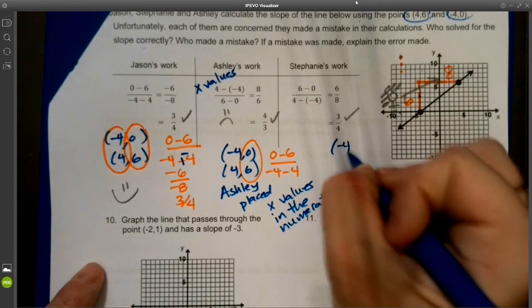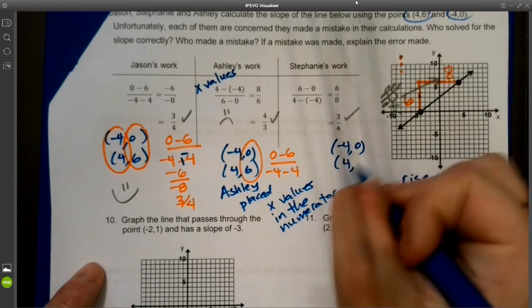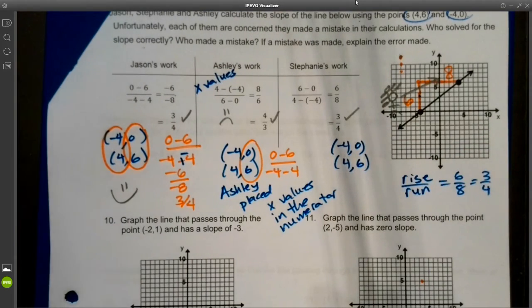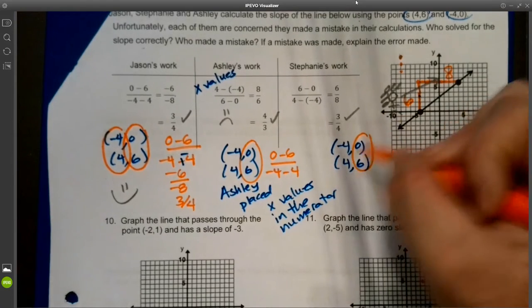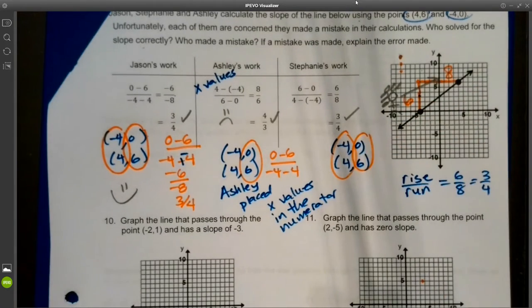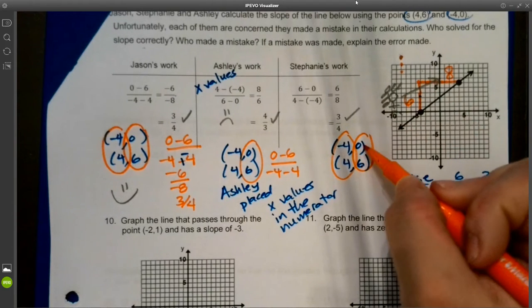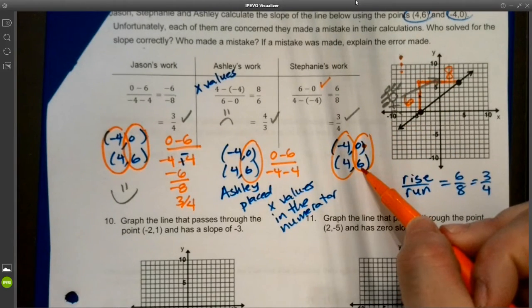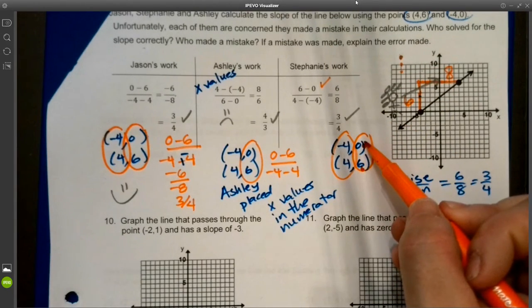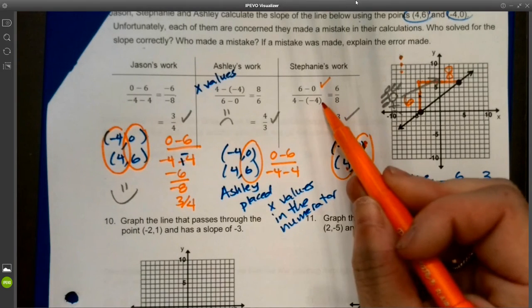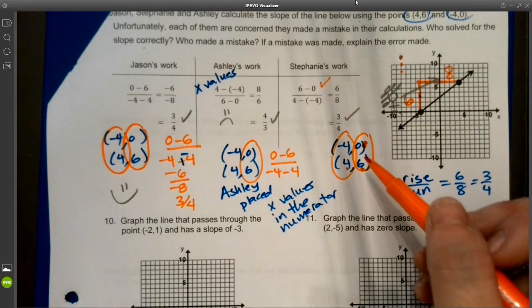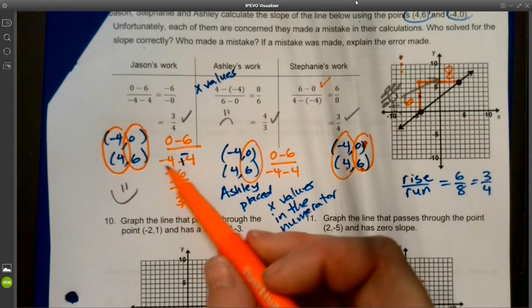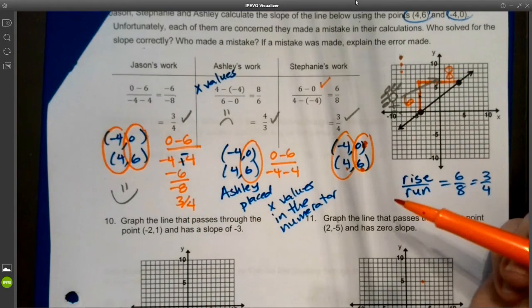If I use the point -4, 0 and the point 4, 6, which are the points they gave me, and I subtract and put y values on top, look at the order. Look at the way Stephanie subtracted. She chose to do 6 minus 0. But the cool thing is she was consistent. Since she subtracted 6 first, she subtracted 4 first. So I guess she subtracted in reverse from Jason, but she was consistent on how she did it.